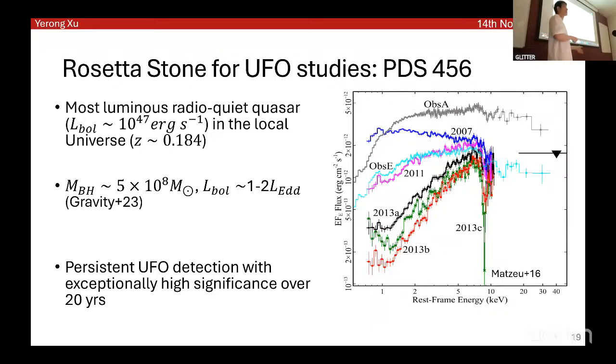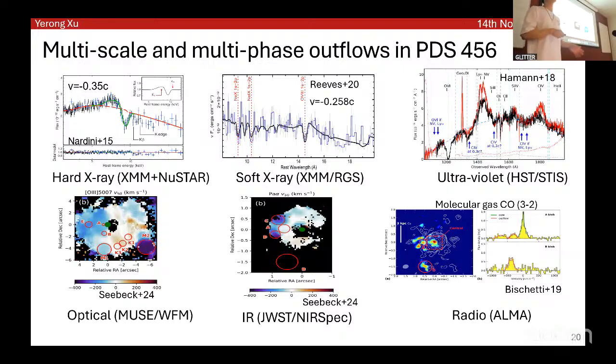That makes this target an ideal laboratory for UFO studies, because, if you remember, I mentioned UFOs are very variable, and persistent UFO detection is very valuable in this field. Furthermore, outflows detected in other wavelengths have already been reported in this target. The upper three panels show you the outflows detected within 1 parsec of the supermassive black hole.